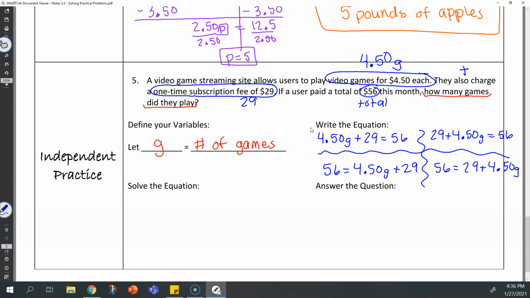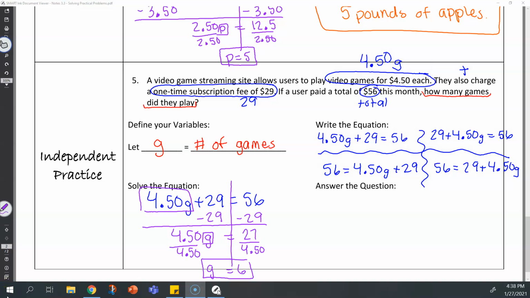Your equation can look like any of these 4 equations. All of those are correct. As long as you have 56 by itself, and as long as you have G with 4.50, or whatever your variable is. You could have used X. As long as your 4.50 and your variable are connected and your 56 is by itself and you're adding that 29 somewhere, any of these is correct.